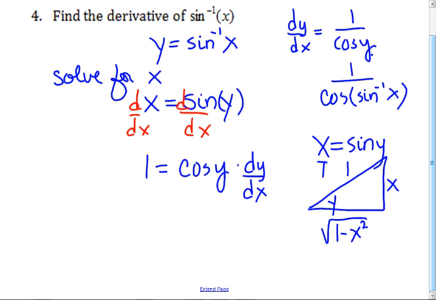Okay, are we ready to take the cosine of this? What's the cosine of this? Oh, I did that right? Oh, it's 1 over the cosine. It's 1 over this.